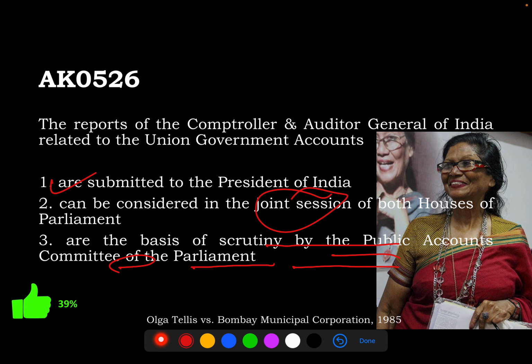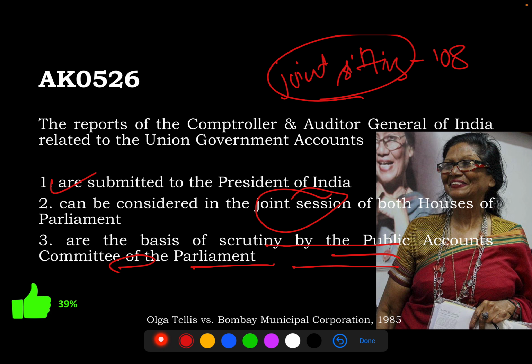What we have is a joint sitting under Article 108, which is for resolving deadlock on bills. There is no other purpose of a joint sitting. So discussing the CAG report, etc., is a meaningless statement. The second is wrong. Then the third says that it is the basis of scrutiny of the Public Accounts Committee of the Parliament. This is precisely the role of CAG in India, and hence CAG is also referred to as the friend, philosopher, and guide for the Public Accounts Committee. So here, only the first and the third statements are actually correct.